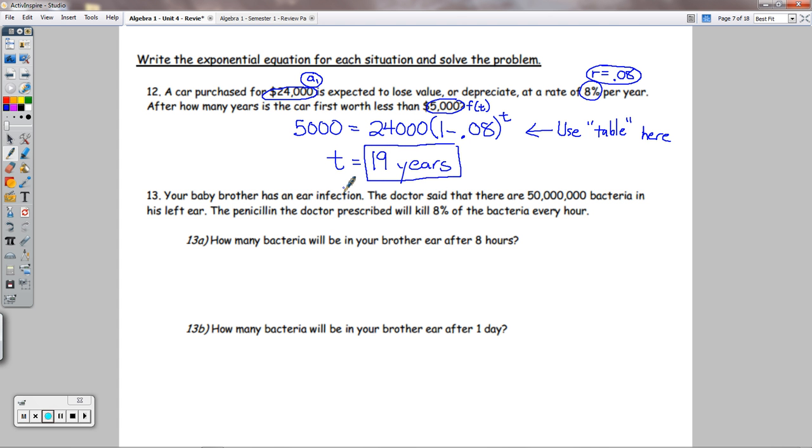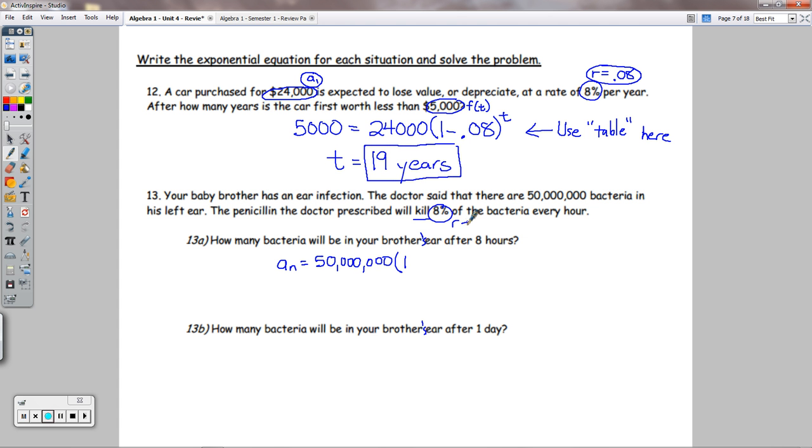For number 13, poor baby brother's got 50 million bacteria in his left ear, but the penicillin is going to kill that bacteria 8% every hour. So how many bacteria will be in your brother's ear after 8 hours? If we've got the general formula, A of n would be the initial value, 50 million bacteria, times 1, and it's going to kill 8%.